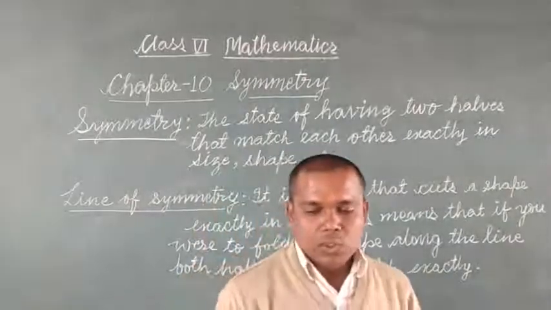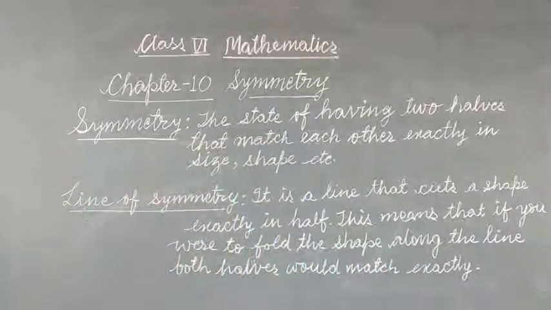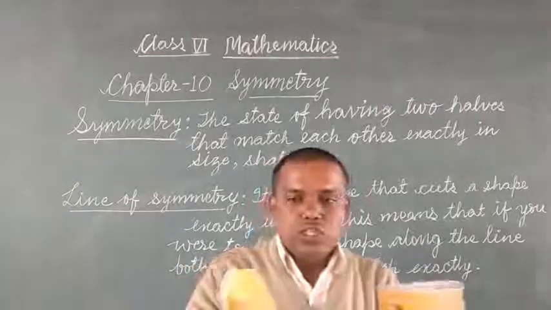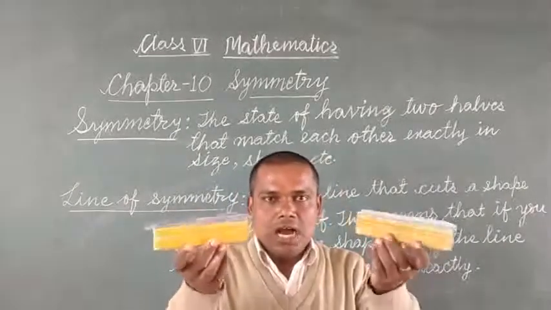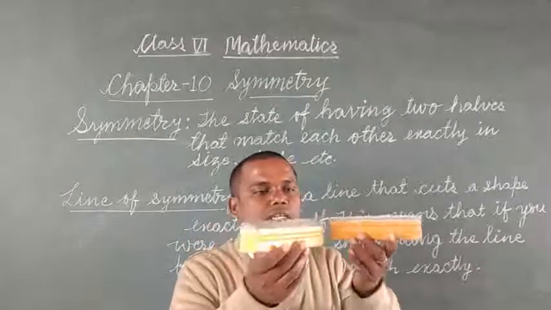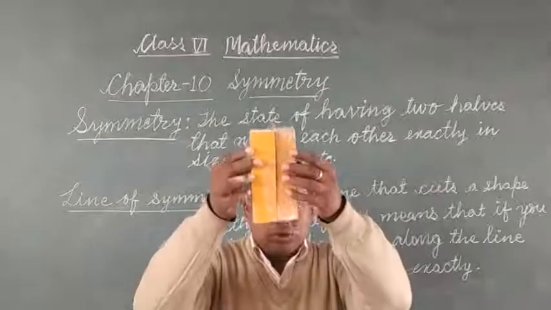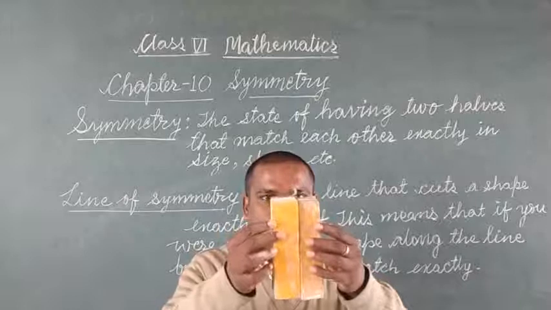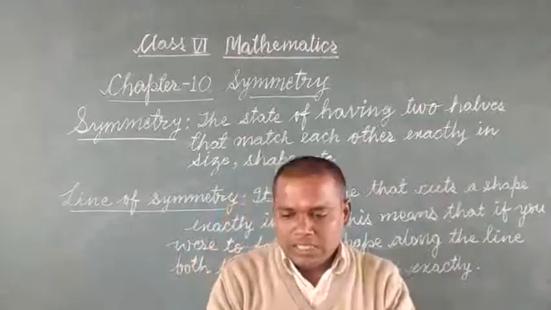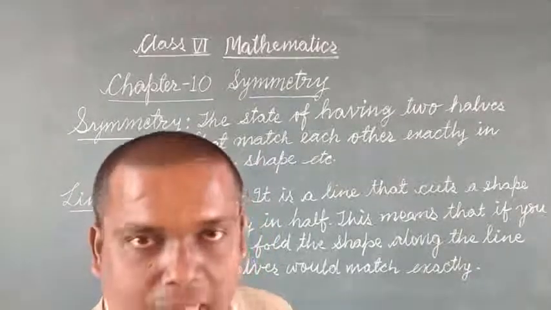If we have two objects, these objects are also called symmetrical objects. Look at here. These two dusters are symmetrical. They are looking like each other. You see. They are matching exactly. So these are symmetrical. And now we will discuss the line of symmetry.